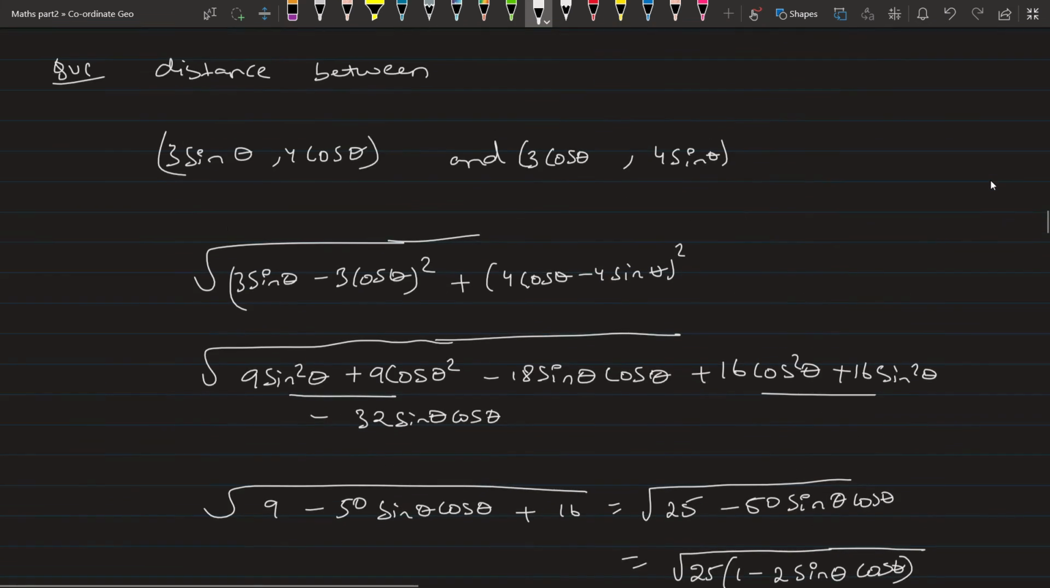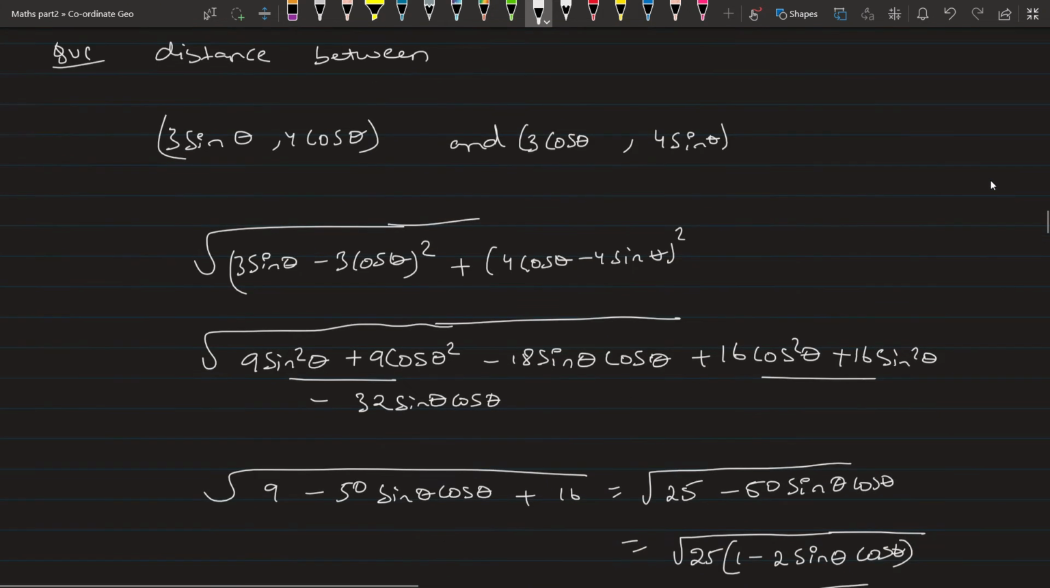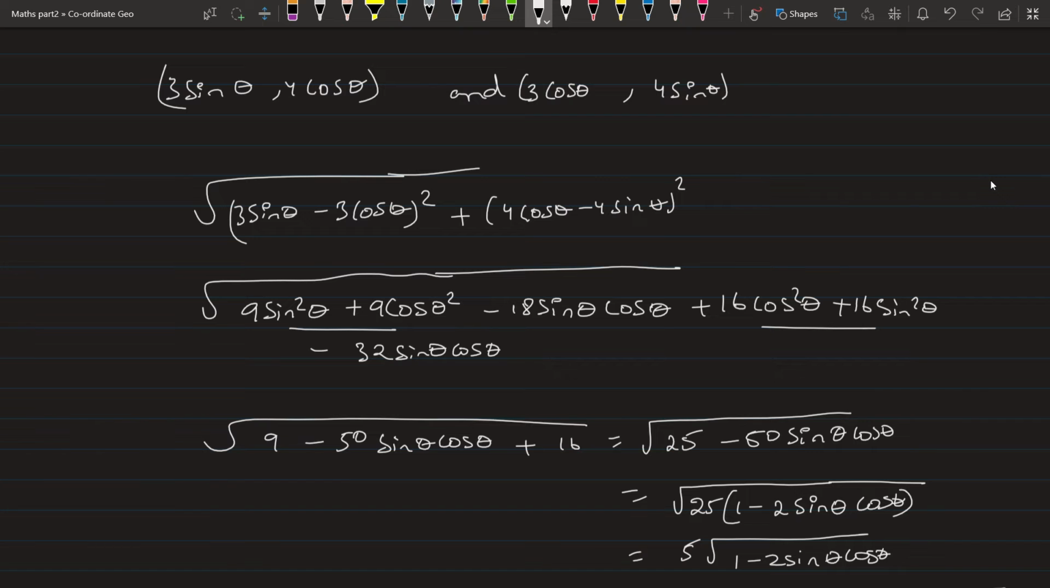And you can try this sum also. This is a standard level question where a little bit of trigonometry is being used.